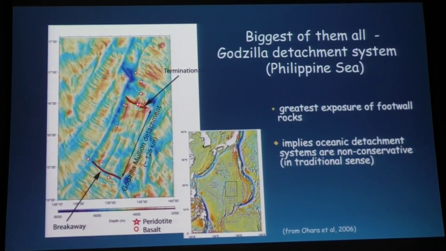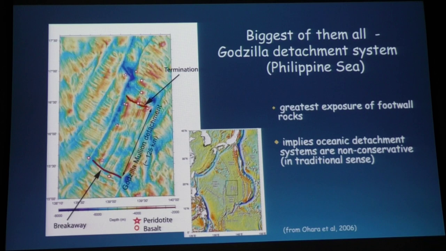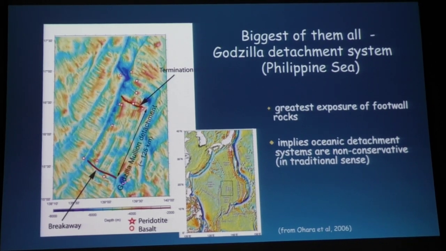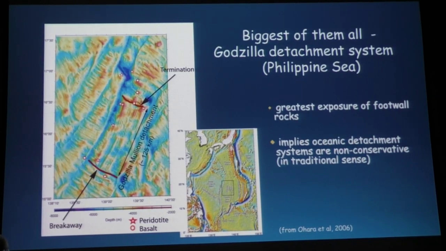Started here, and it just kept ripping out, just like in that animation we just saw. And the big fascination here, and it says it here, is it means that these systems are non-conservative. People in the audience probably remember doing balanced cross-sections and trying to put faults back together. You can't do this in the oceans because this thing didn't even exist when this part of the fault was moving.